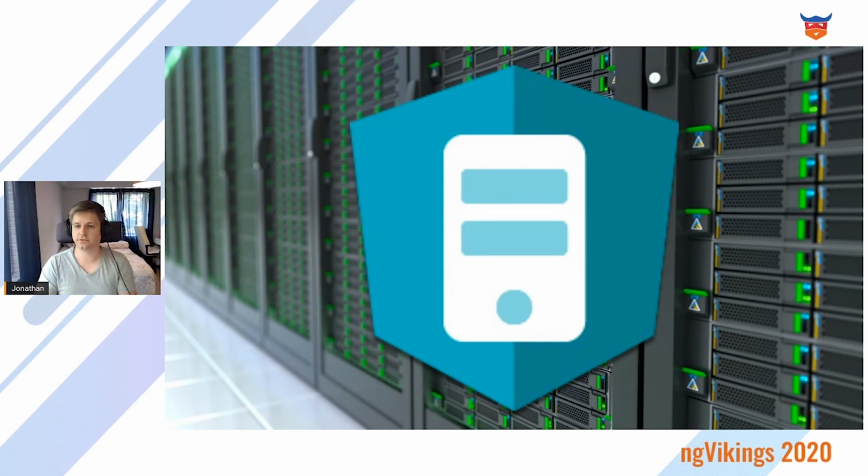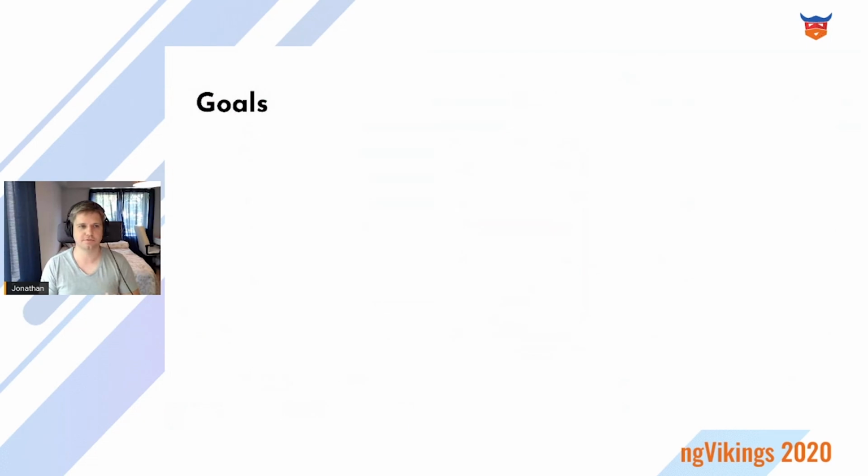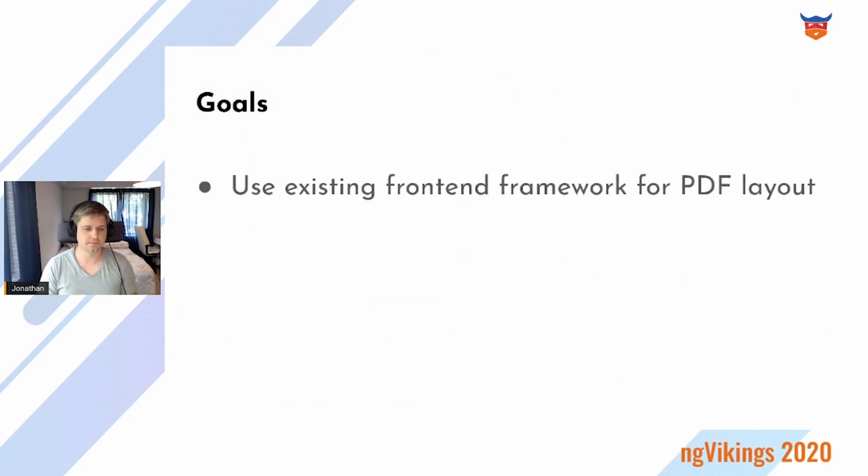When using this kind of thing for generating a PDF document, we only really care about the first render. So this works really well, in my opinion, for my admittedly limited proof of concept. But I set out to write some concrete code around this, not just think it out in my head. So the goals were to use the existing front-end framework, in this case Angular, for creating a PDF layout.